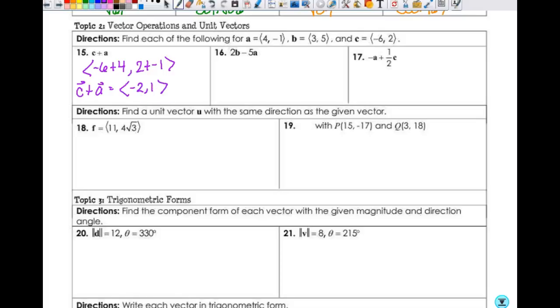All right, then 2b minus 5a is going to be 2 times 3 minus 5 times 4, and then 2 times 5 minus 5 times a negative 1. So that means 2b minus 5a is equal to, so it's going to be 6 minus 20, so that's a negative 14. And then 10 plus 5 is going to be 15.